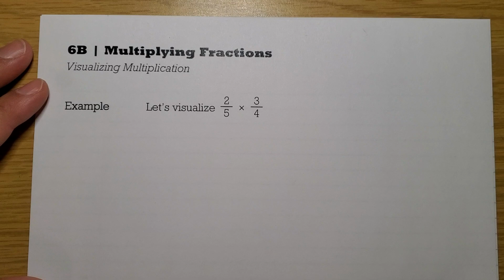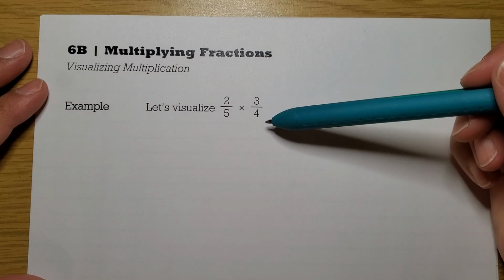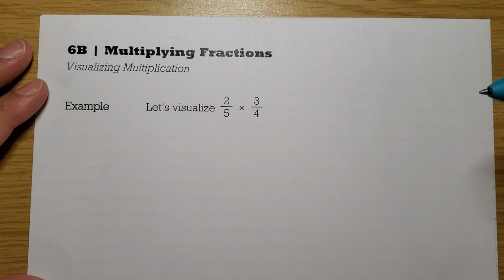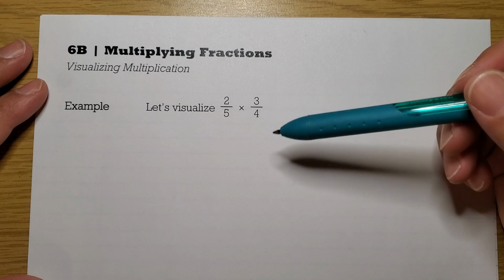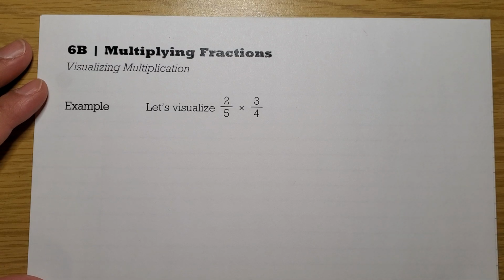What we're going to do is visualize what it means to multiply 2/5 by 3/4. Now, ordinarily, multiplication means repeated addition, but how would you add something 3/4 or 2/5 of a time? That doesn't really make sense. So instead, when you have a fraction times an amount, I like to think of that as the word "of."